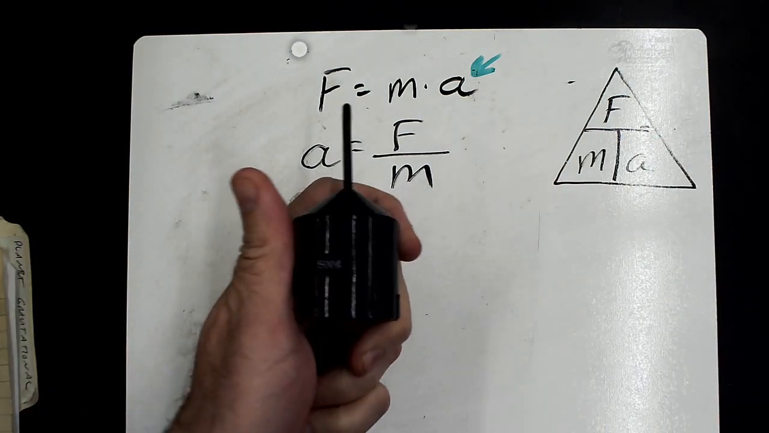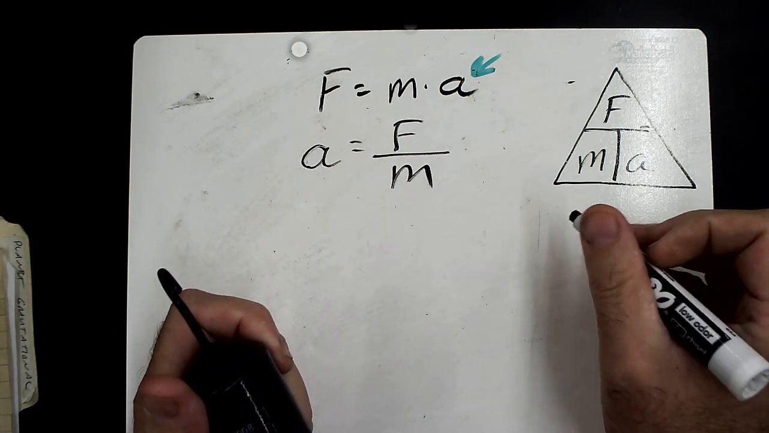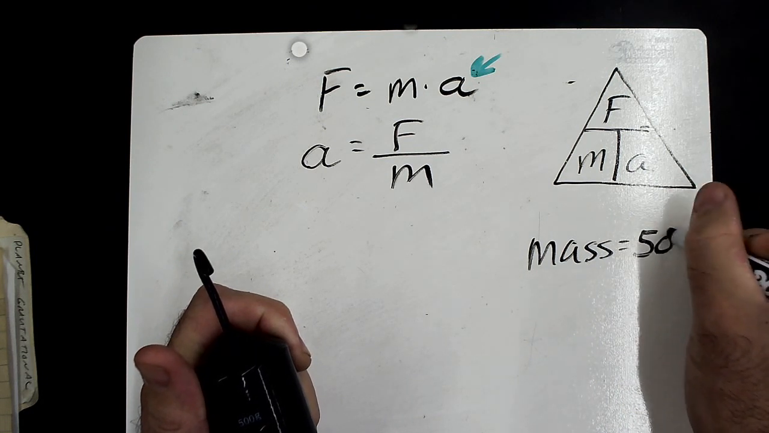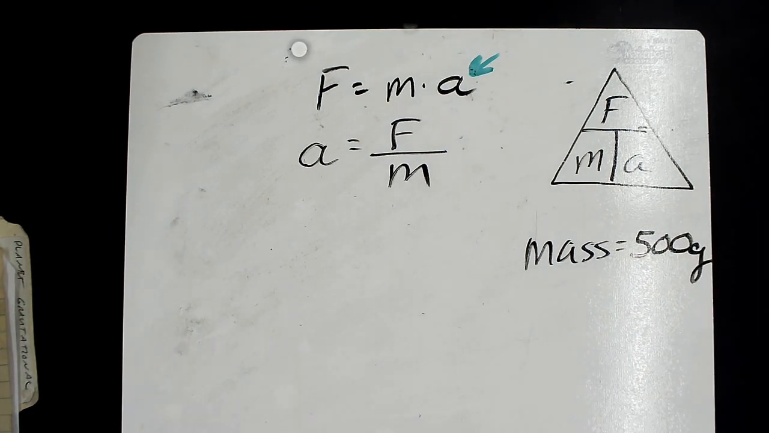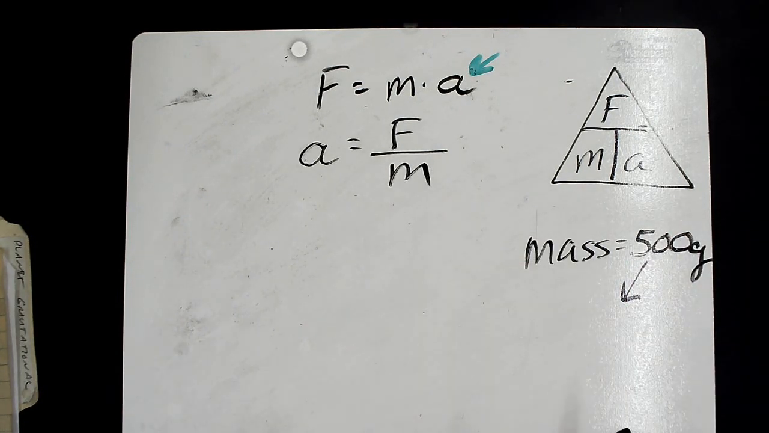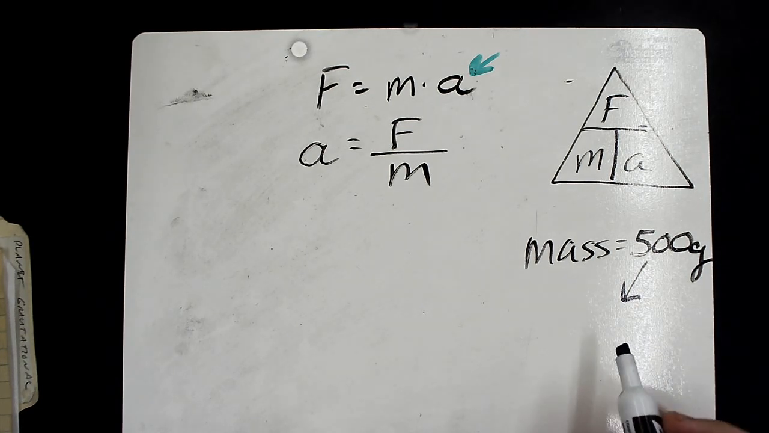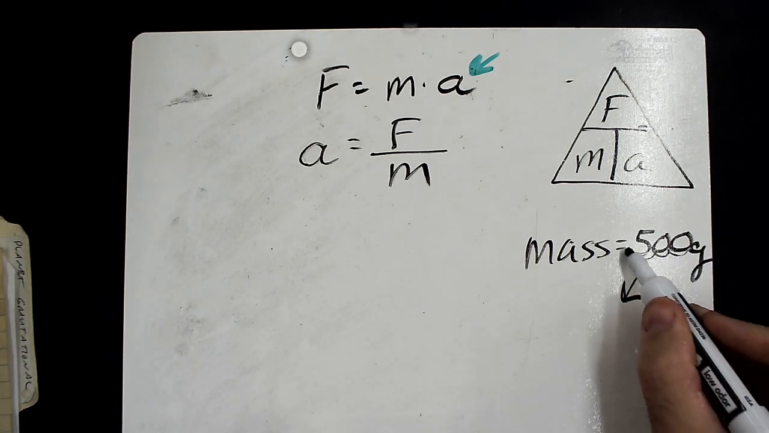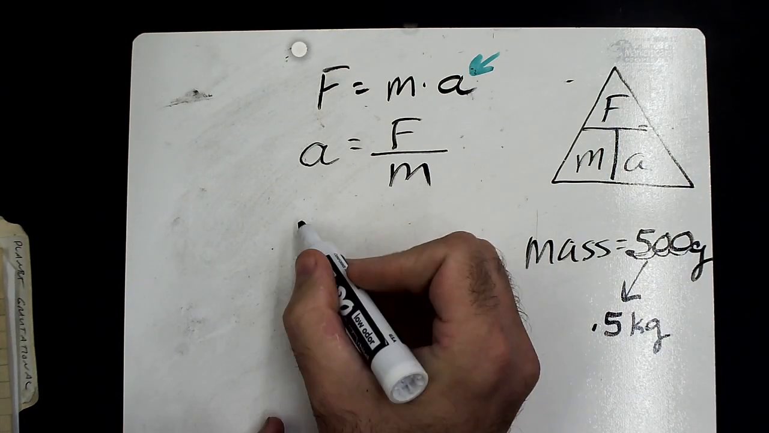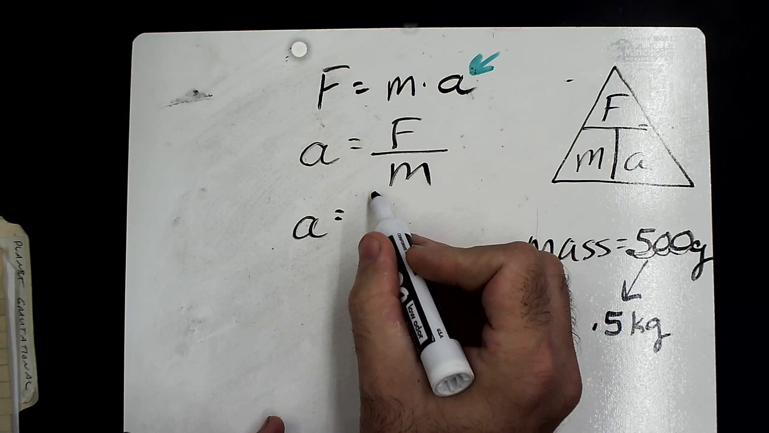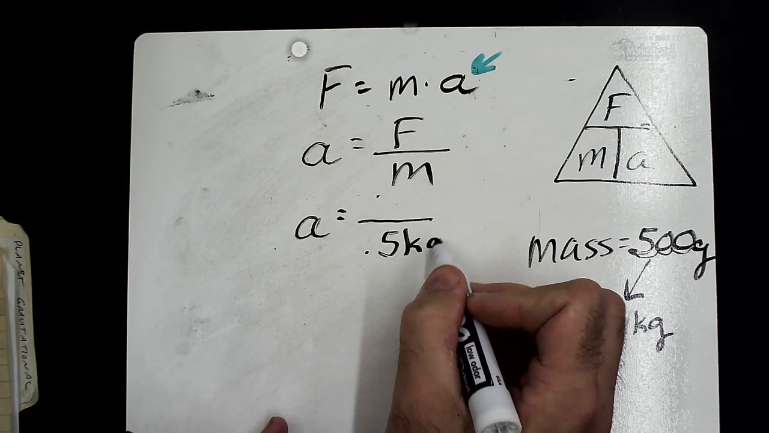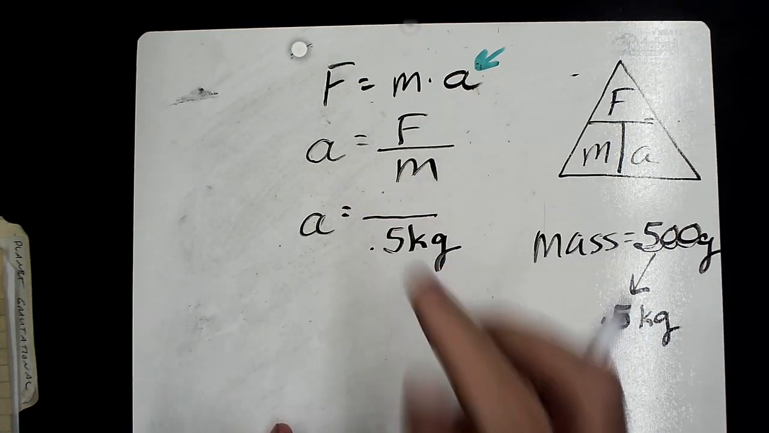So I've got my mass. This is my mass right here, and it says 500 grams. But again, I have to convert that into kilograms so I can put it in that equation, which is what I've said before. It has to be in kilograms. So it's 3 places to the left, right? Which gives me 0.5 kilograms. Okay, so acceleration equals force over mass. I've got my 0.5 kilograms. Now I need to find the force.